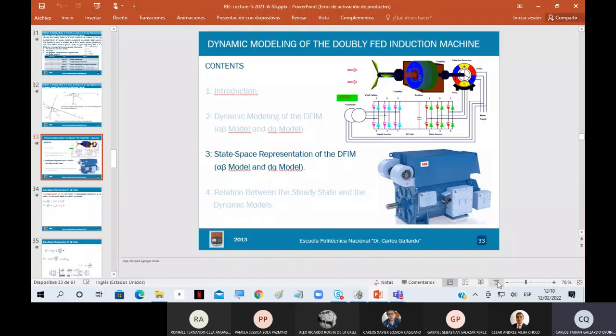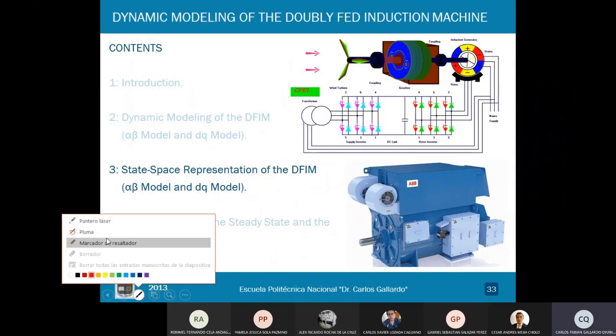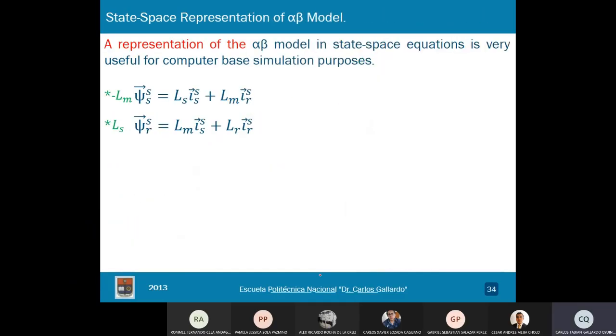Okay, so we continue with the next subject. This is about the state space representation of the doubly fed induction machine. We will work in the alpha beta model and the DQ model. Okay, so let's start with this part.